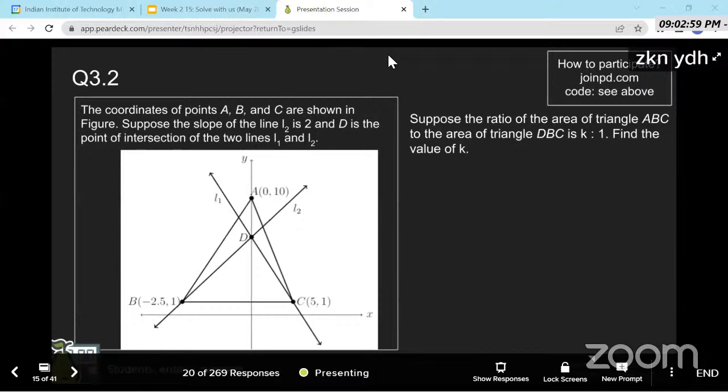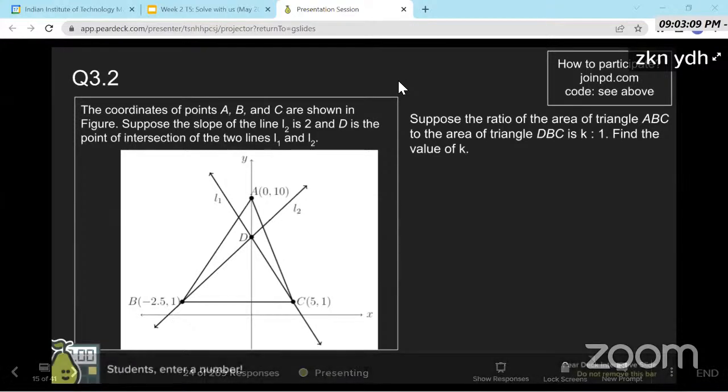Sir, I want to ask, do qualifier and term students get the same paper for maths? Same paper, same time, everything. Yes, everything is the same.